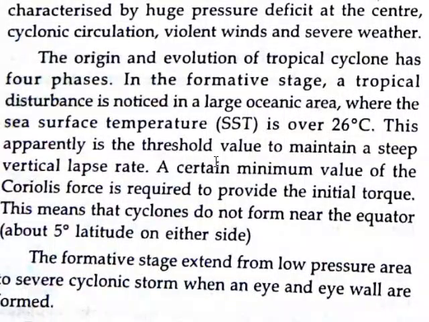Formative stage: a tropical disturbance is noticed in a large oceanic area where the sea surface temperature is over 26 degrees centigrade. This apparently is the threshold value to maintain a steep vertical lapse rate. A certain minimum value of the Coriolis force is required to provide the initial torque. This means that cyclones do not form near the equator, within about 5 degrees latitude on either side.